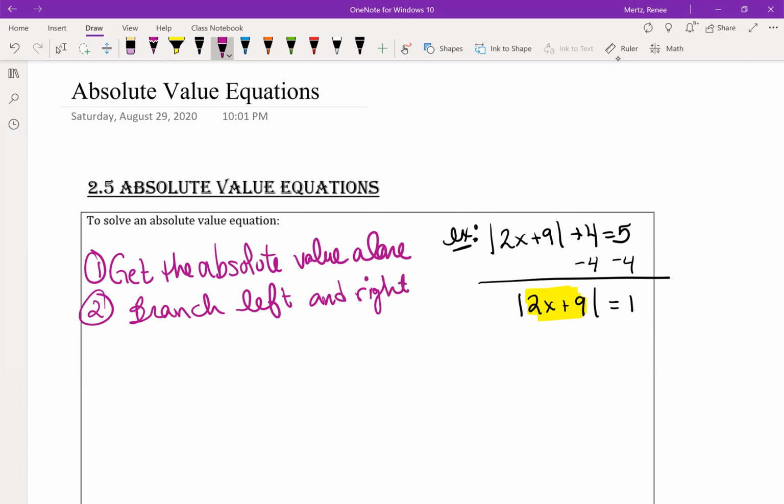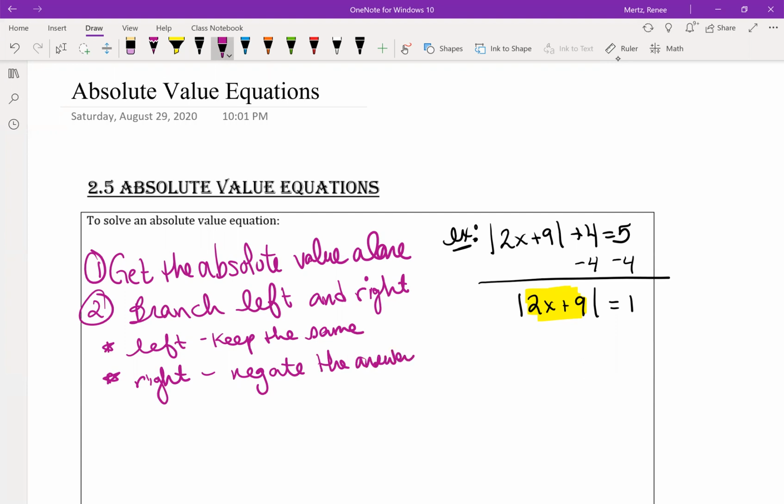We need to solve for the positive answer and the negative answer. So on the left, everything's going to remain the same. On the right, we keep what's inside the absolute value and we negate the answer. So a big key component to doing these problems correctly is to branch. The left side comes down without the absolute value exactly as it is, setting it equal to the answer. The right side, it comes down inside the absolute value exactly, but we negate the answer because the inside could be a negative 1 or a positive 1.